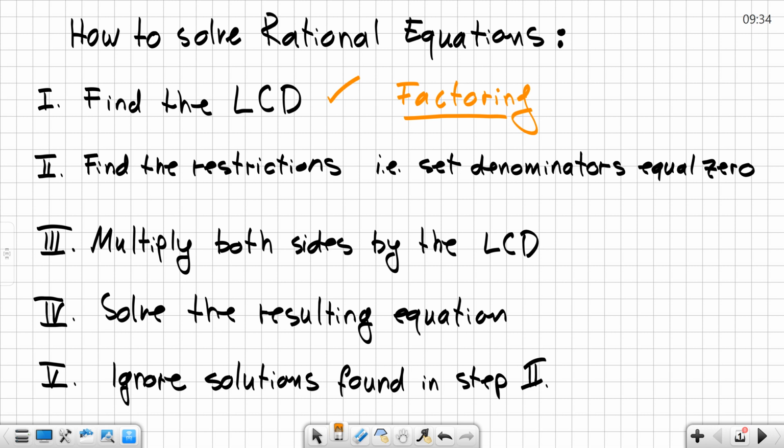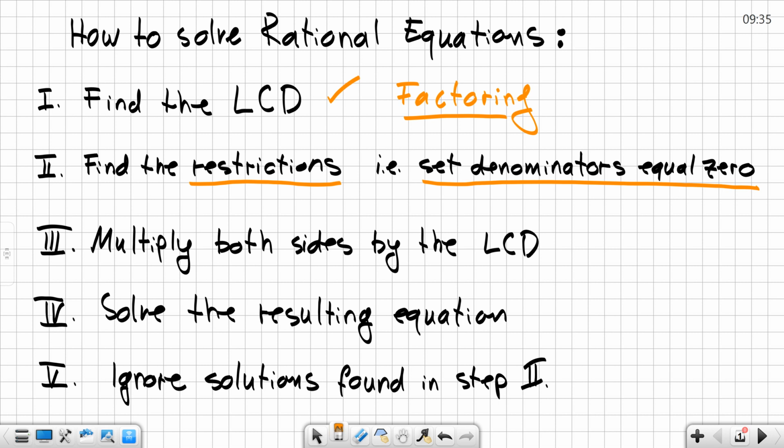Secondly, we are going to find the bad numbers, the restrictions, those values that x cannot be equal to because it would turn a denominator equal to 0. How do we do this? We are simply setting the denominator equal to 0 and solving.